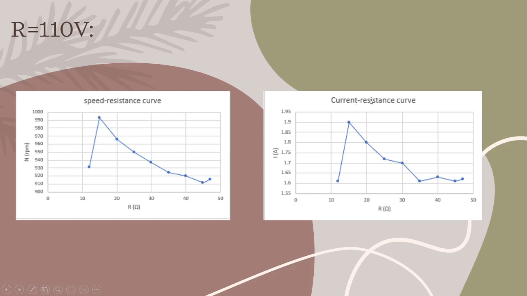For the current resistance curve, the graph first increases until 1.9 ampere, but then it starts to decrease linearly until 1.6 ampere, and again increases and decreases and increases again to 1.62 ampere.